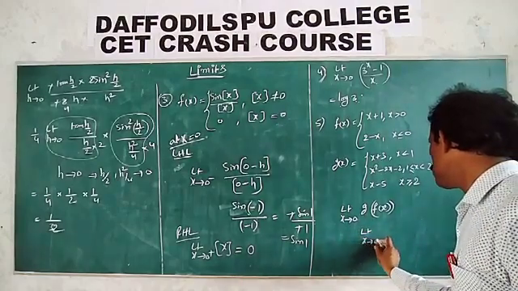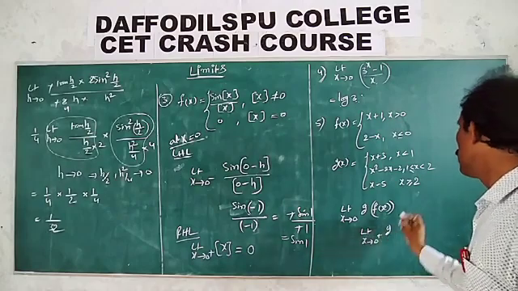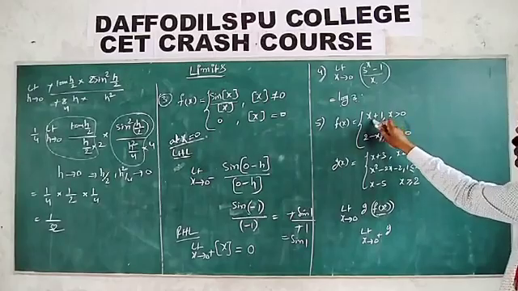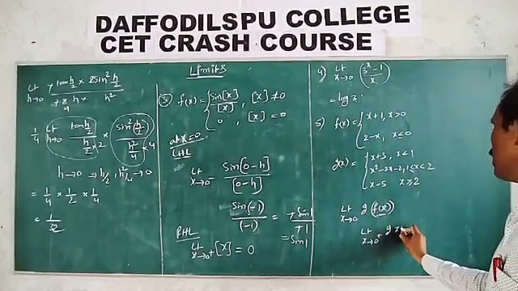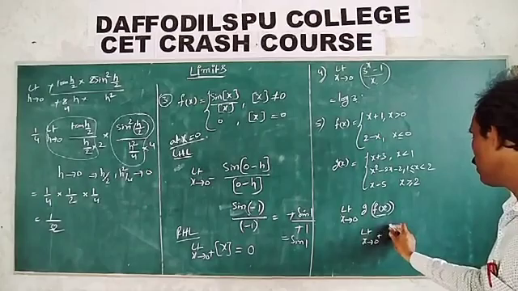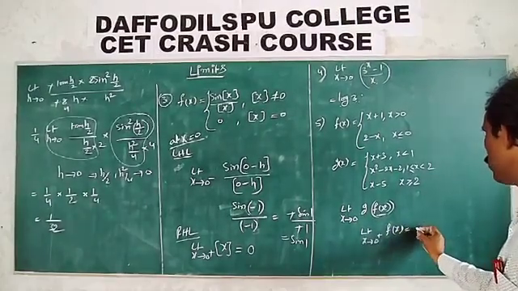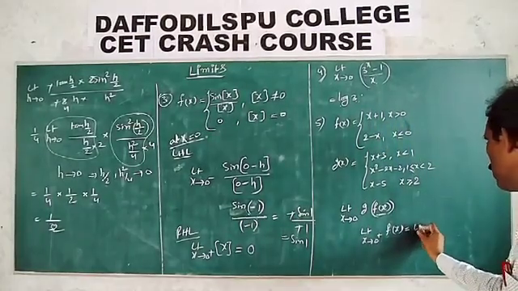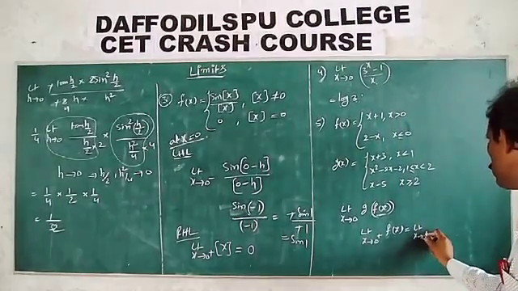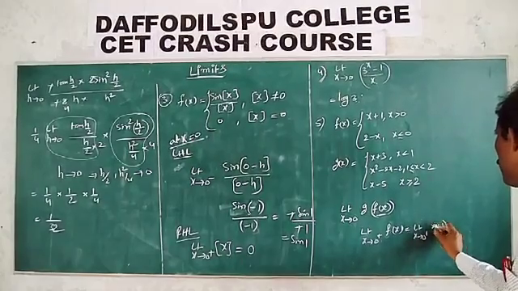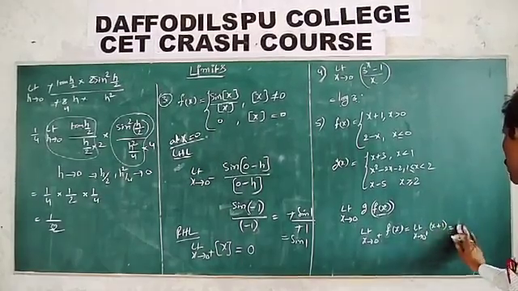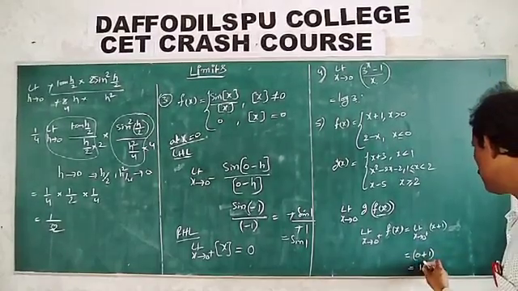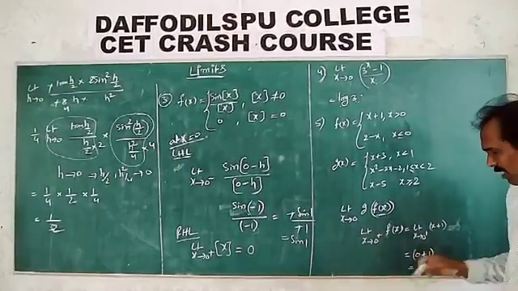Limit as x tends to 0 plus. First of all, consider f of x at the 0 plus value. As x tends to 0 plus, f of x is equal to x plus 1. Therefore, limit as x tends to 0 plus of x plus 1 is equal to 0 plus 1, that implies 1 plus.